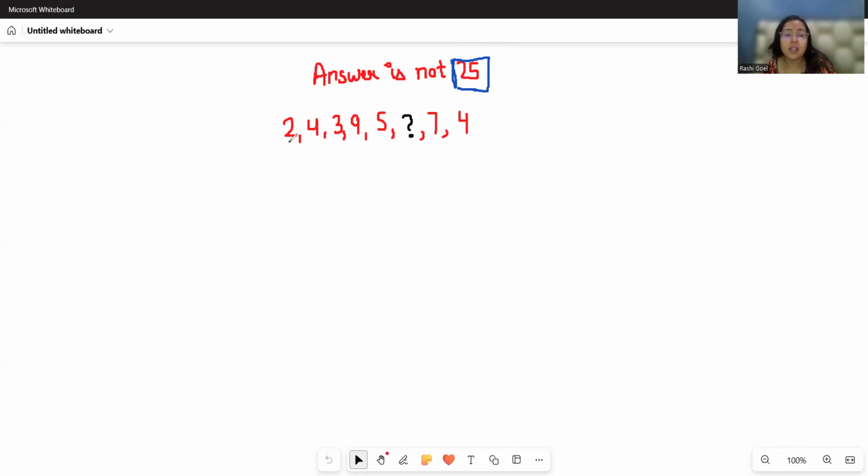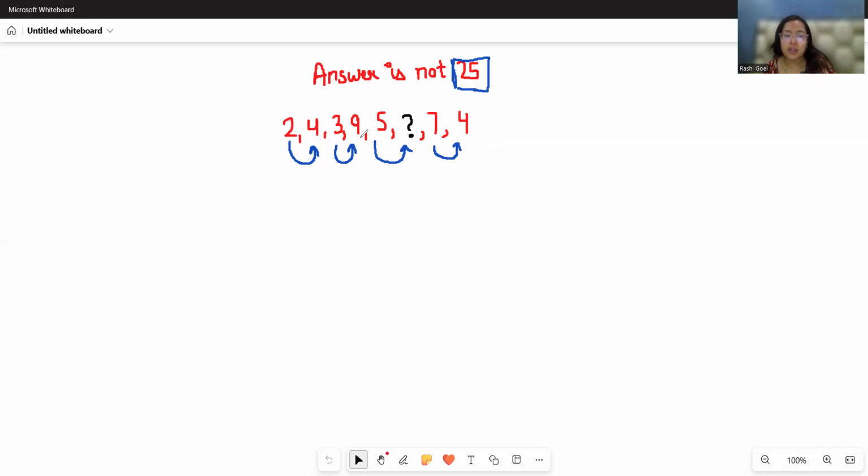So what we can see, the first term is 2 and the next is the square of this term, right? 2 square is 4. Now 3 square is 9. So next should be 5 square, 25, but I already mentioned that's not the answer. We can see this is not followed in the next step also, because after 7 it's 4, but 7 square is 49. So what is the logic?